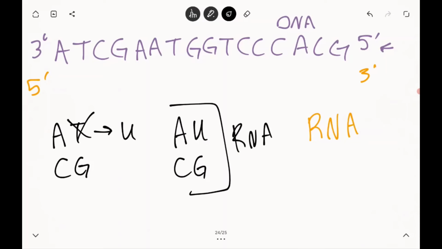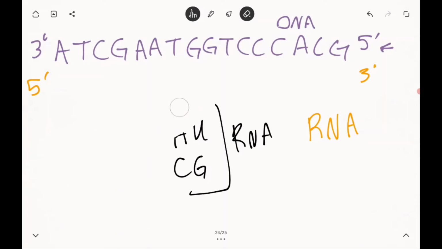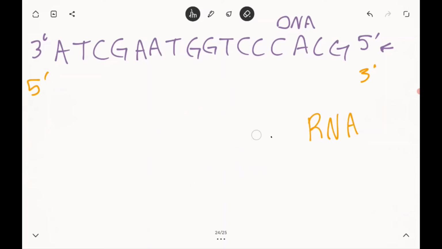Okay, there's a T, it's DNA. There's a U, it's an RNA molecule. Okay, so A in DNA would pair with T, but we're in RNA, so it's going to pair with U. T pairs with A. C and G.